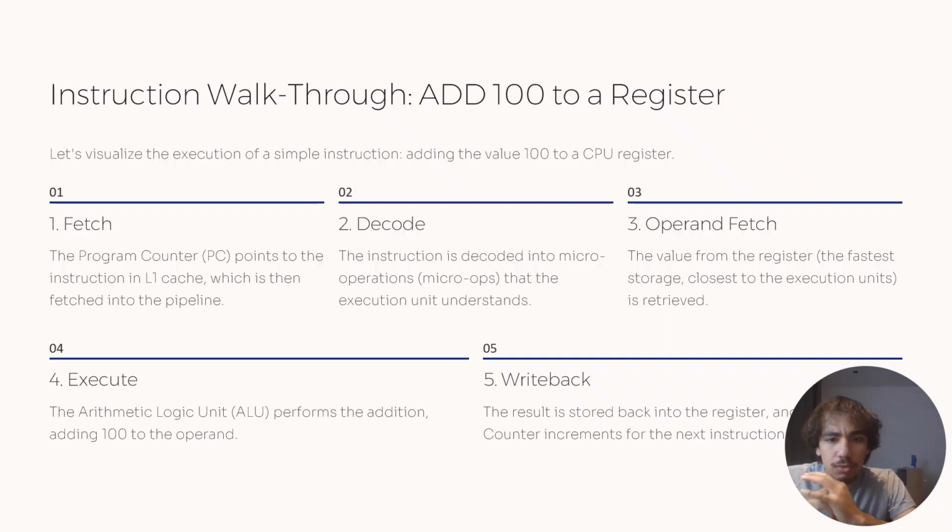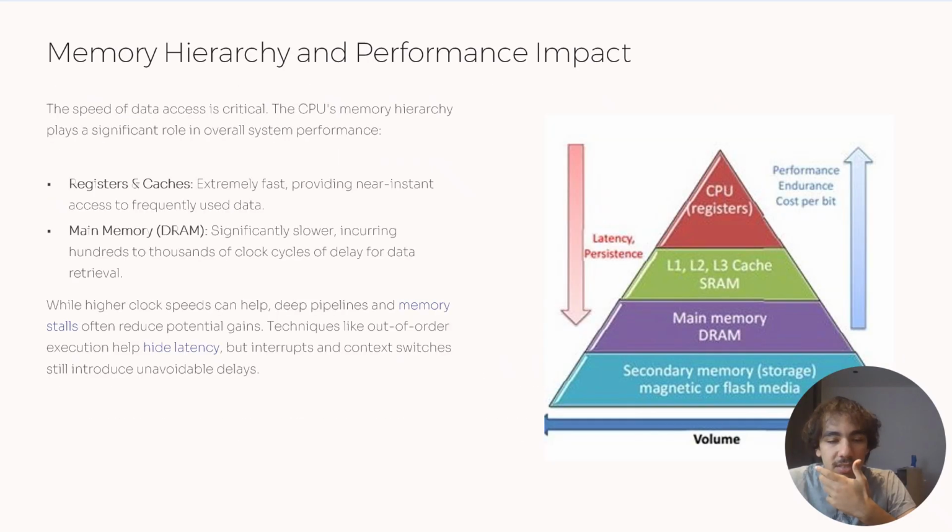And finally, we go to the write back stage. The result of the addition is written back into the same register in the register file. Now the updated value is available for the very next instruction that needs it. Meanwhile, the program counter, PC, increments, so the processor knows to fetch and execute the next instruction in sequence.